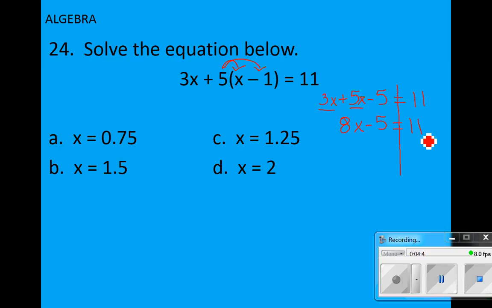And now I have a two-step equation. I'm going to add 5 to both sides. 8x equals 16. Divide both sides by 8. x equals 2. I can look at my answer choices and see that x does equal 2.